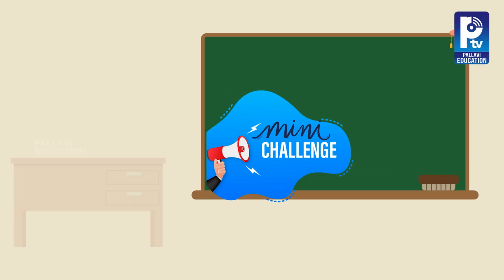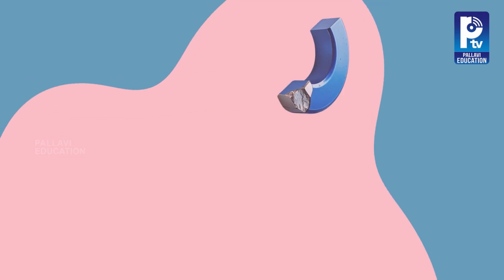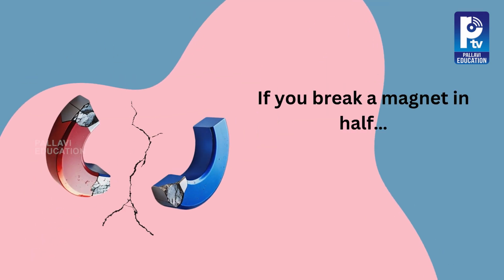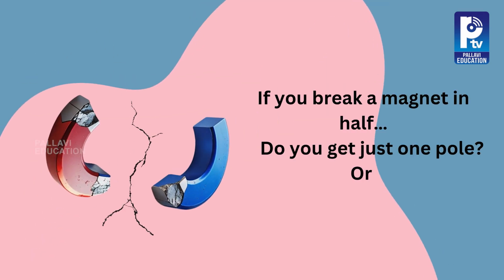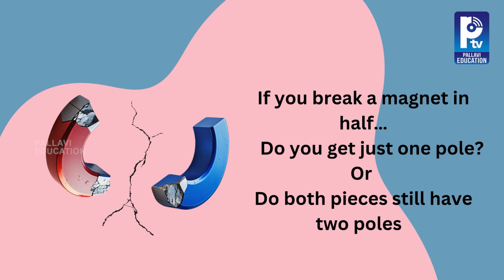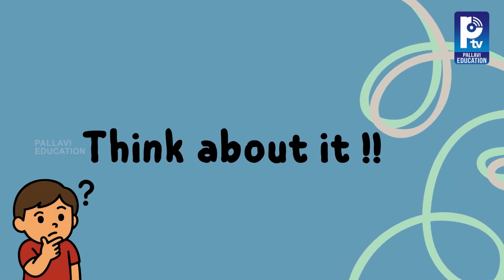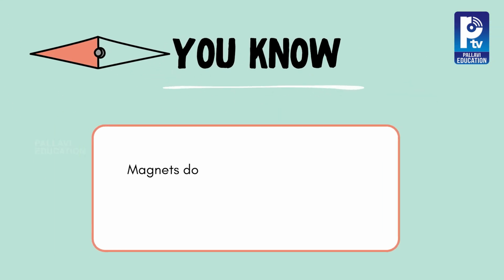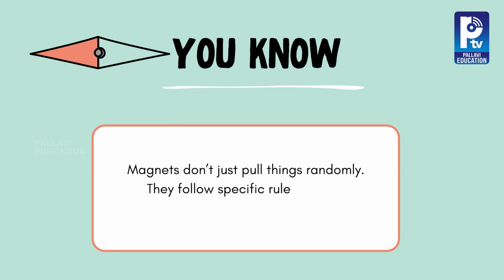A mini challenge. If you break a magnet in half, do you get just 1 pole? Or do both pieces still have 2 poles? Think about it, and we'll discuss the answer in next class. So now you know, magnets don't just pull things randomly. They follow specific rules about materials, interactions, and poles.